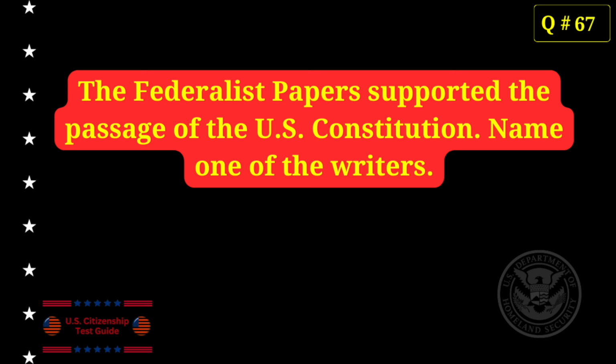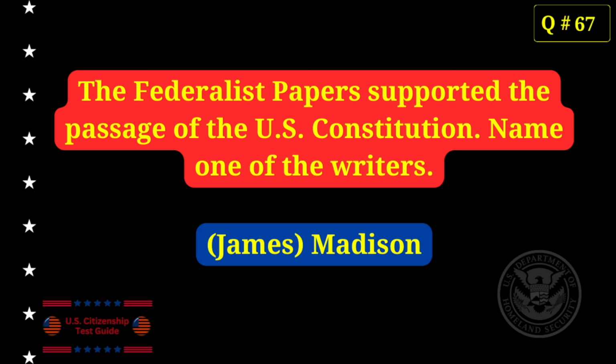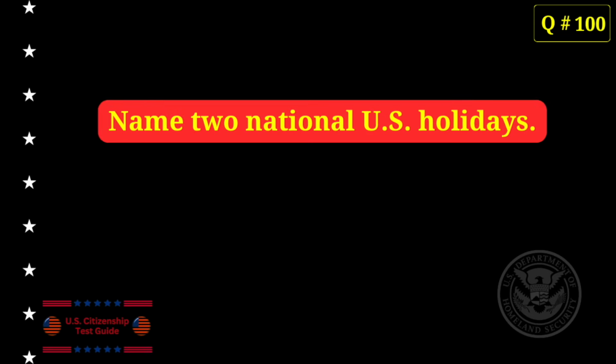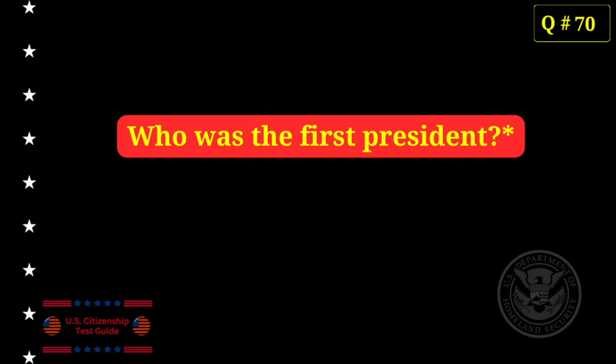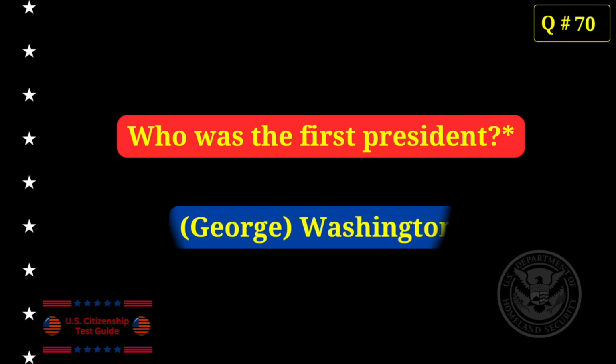The Federalist Papers supported the passage of the U.S. Constitution. Name one of the writers. James Madison. Name 2 national U.S. holidays. New Year's Day, Independence Day. Who was the first president? George Washington.